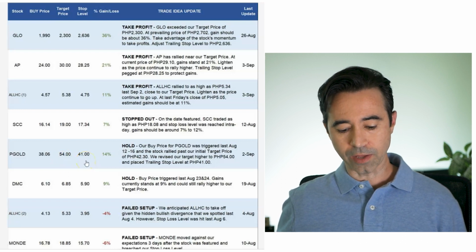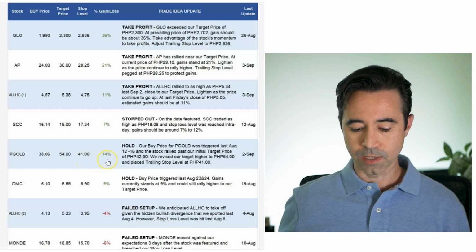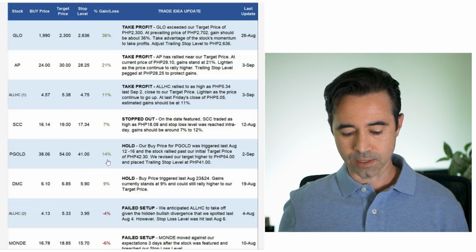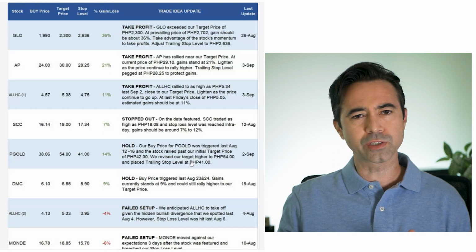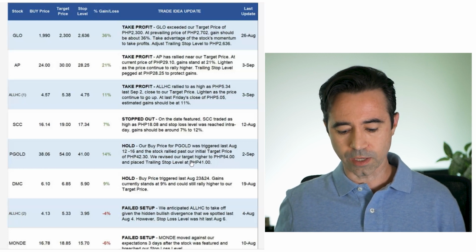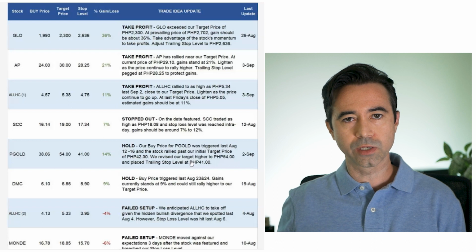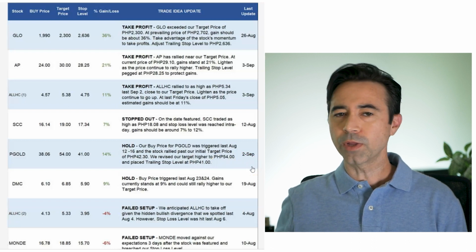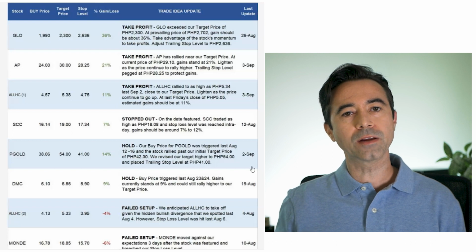We have a stop level of 41 pesos, and we have a percent gain of 14%. Now this is a very good update because it actually covers a lot of information I really want to know. And then what's really good is to look at what the last updated date was. Now when I'm recording this, this is actually about a week old.